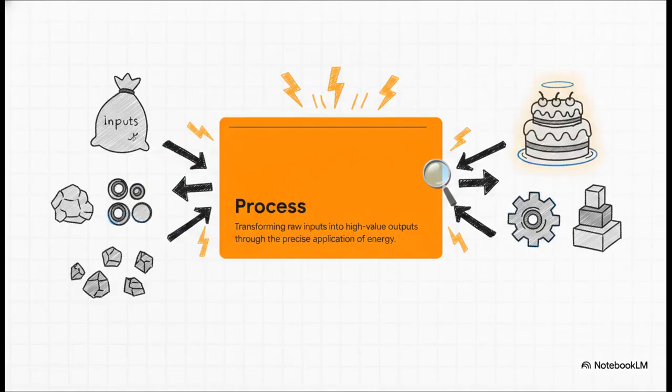Before we go any further, we need to define a very important word in engineering: process. What actually is an industrial process? Well, it's simply a transformation. You take raw inputs, you apply energy to them, and you get a high-value output. It's kind of like baking a cake at home. Your raw inputs are the flour and the eggs, your energy is the heat coming from your oven, and the high-value output? That's the delicious cake. In engineering, we just do this exact same thing, but on a massive scale.